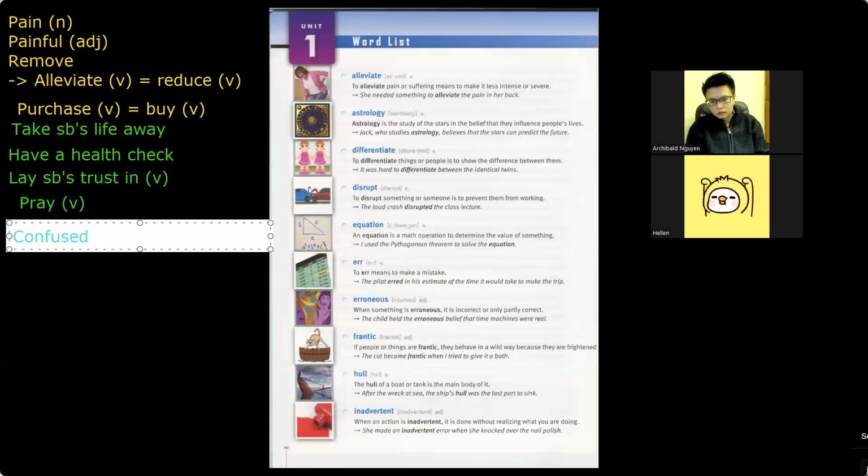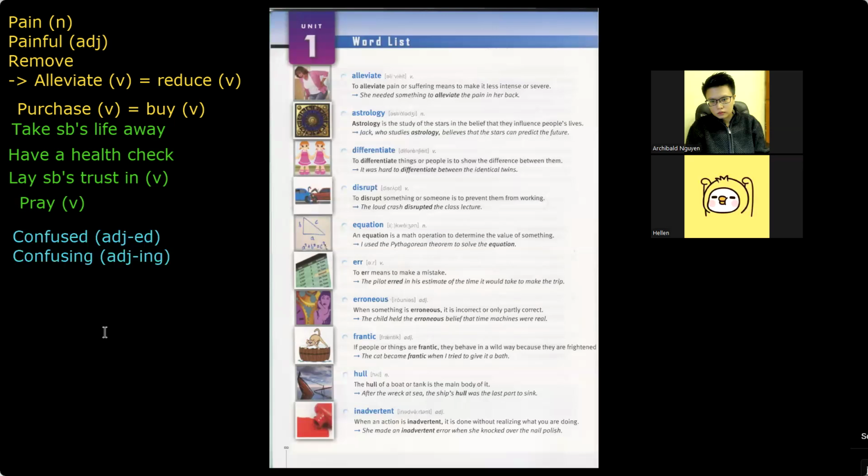Confused. The adjective with "-ed" is used for people's feelings. So here this is the adjective ending in "-ed". You are going to talk about how you feel inside your heart or how people feel inside their hearts. If you talk about their own feelings, you are going to use the word "confused". But if you want to talk about things that make you or other people feel confused, you are going to use the adjective ending in "-ing". So that is "confusing".